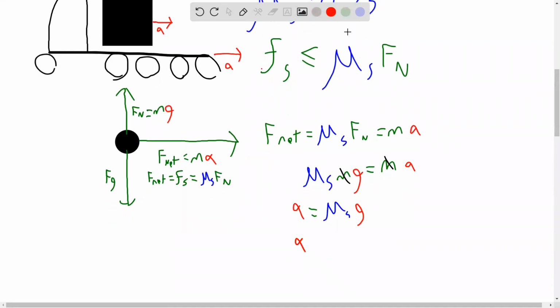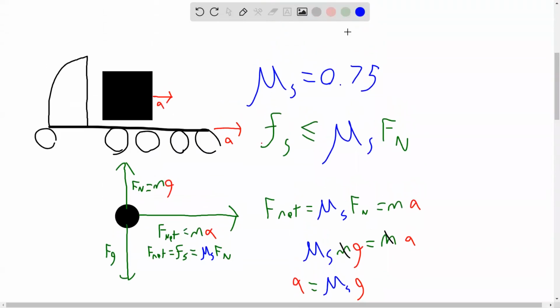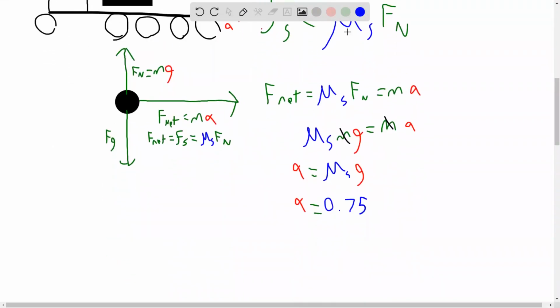So our maximal acceleration, and we have these numbers, is equal to 0.75, this is our coefficient of static friction, times 9.8 meters per second squared. This is our acceleration due to gravity. And we can simply solve for a. Our maximal acceleration, or deceleration, if you will, is equal to 7.35 meters per second squared.